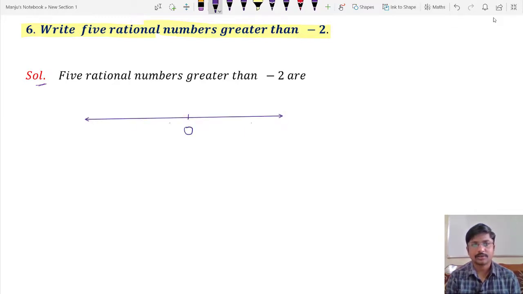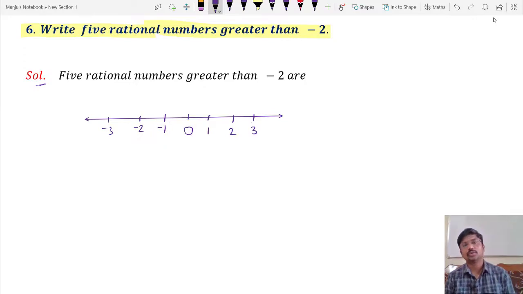0 is neutral. On the right side of 0 will be positive numbers. On the left side of 0 will be negative numbers, that is minus 1, minus 2, minus 3 and so on. They asked us to write 5 rational numbers greater than minus 2. Greater than minus 2 means we have to move to the right side of minus 2.